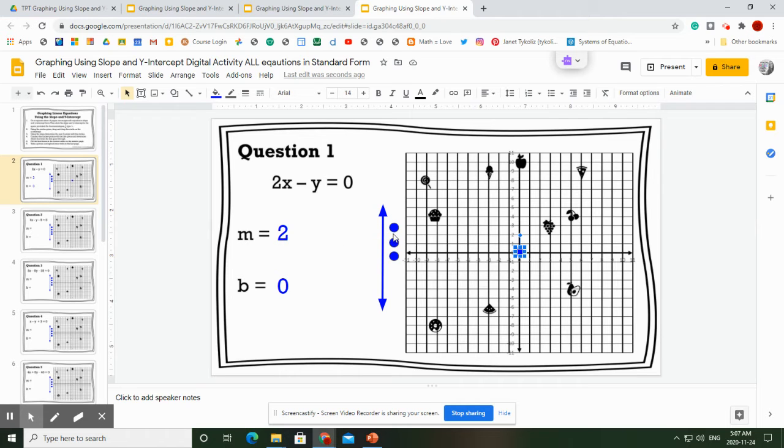So that's 2. So it's saying rise 2, go over 1. So for my y-intercept, I go up 2 over 1. Up 2 over 1. And again, it can be a little bit tricky to place the points, but it's pretty accurate.